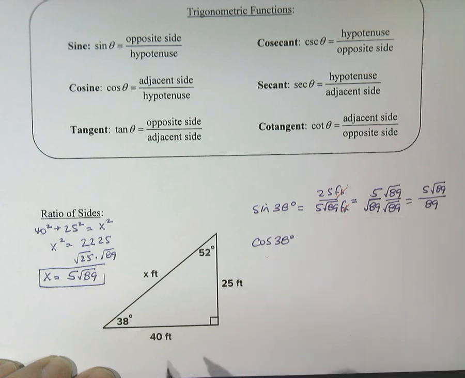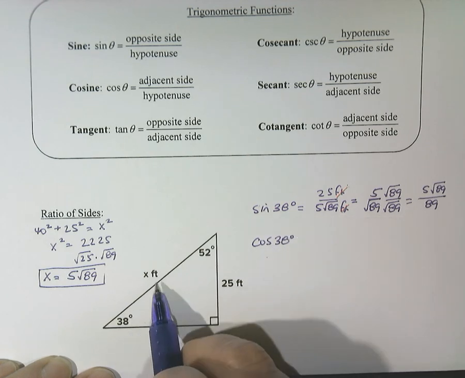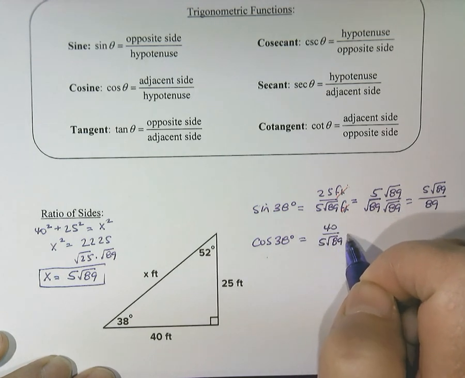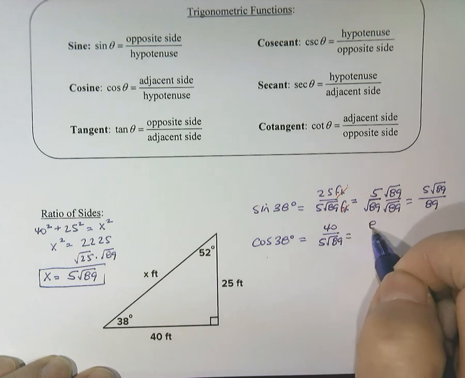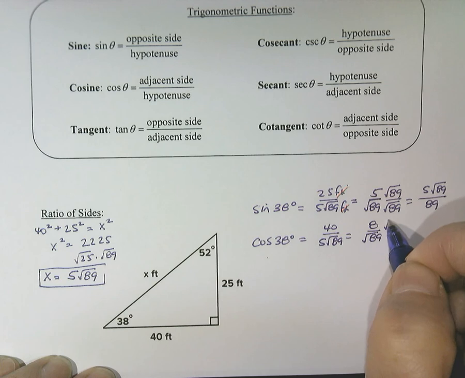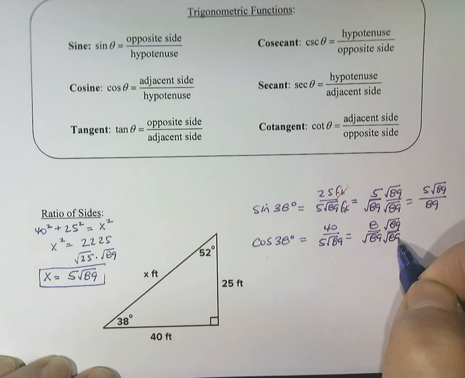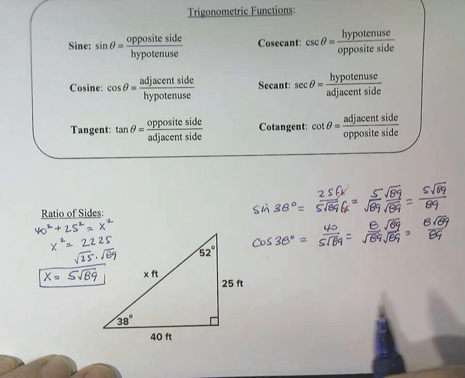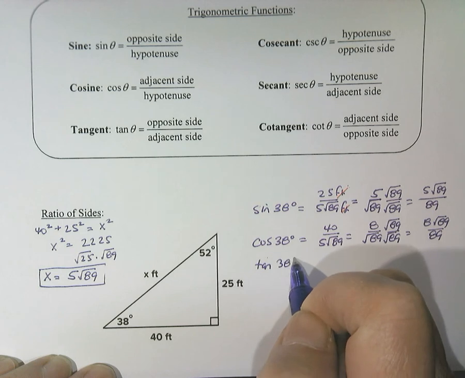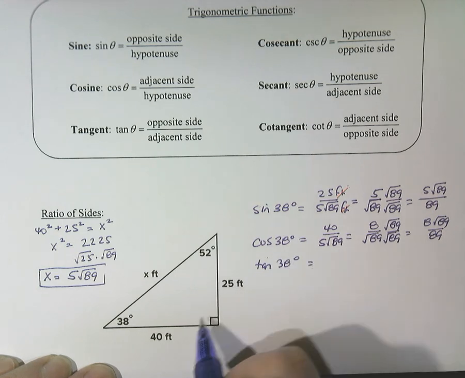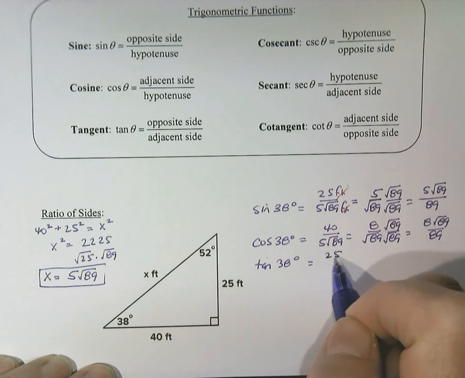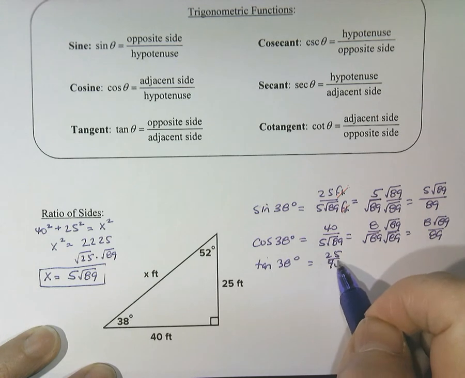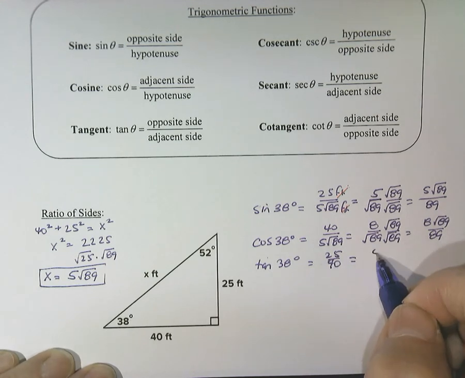Cosine of 38 degrees is going to be adjacent over hypotenuse. We can reduce 40 over 5, which is 8. Rationalize the denominator. So 8 square root of 89 over 89. Tangent of 38 degrees is going to be opposite over adjacent. So 25 over 80, or 25 over 40. And when I reduce that, I get 5 over 8.